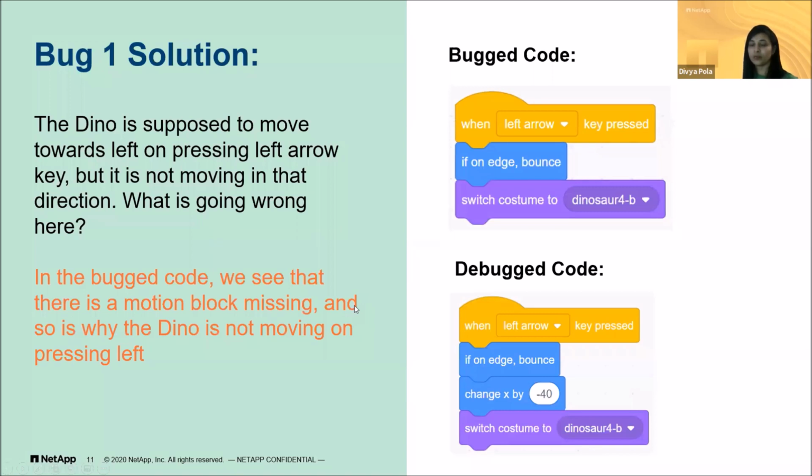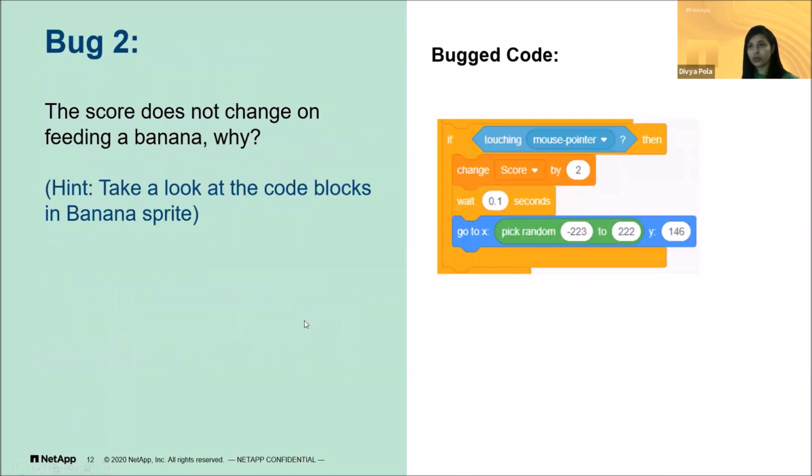Okay, so for anybody who is not doing this hands-on activity, in the debugged code, you see that there is a motion block missing. And in the debugged code, we've added that motion block and it fixed the first bug. Let's go to our second bug.